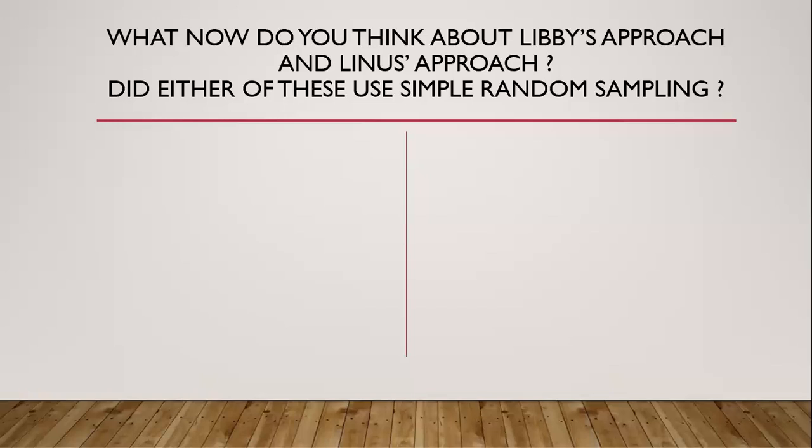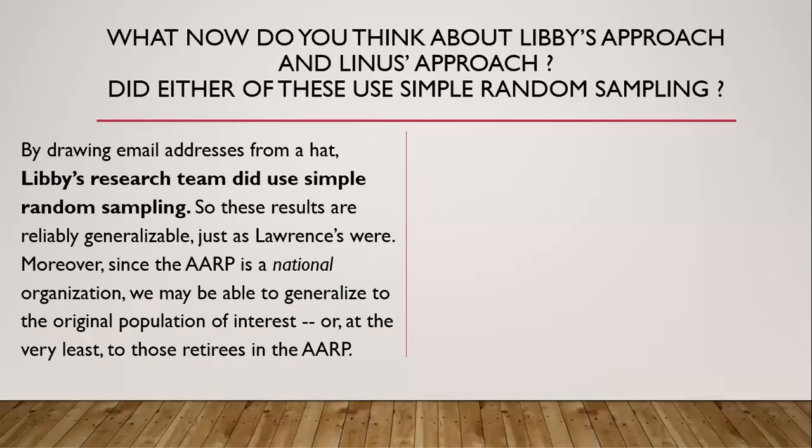Do you have your thoughts about Libby and Linus? Well, if you said that Libby was using simple random sampling, you're right. Her research team drew those email addresses from a hat. Every one of those email addresses of the folks who had joined the AARP were equally likely to have been chosen and received the email. So that means that these results are reliably generalizable because of the simple random sampling.